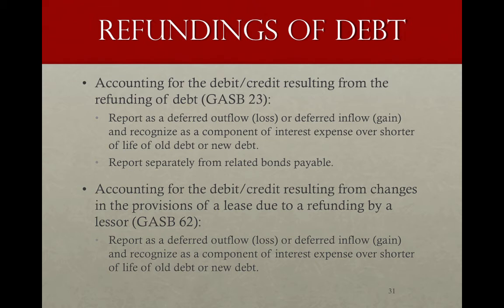The same is true if there's a refunding of a lease. If there's a loss on a refunding of a lease by changing the terms of the lease with the lessor, then a loss would be a deferred outflow, a gain would be a deferred inflow of resources, and then recognized over the shorter of the old lease or the new lease.